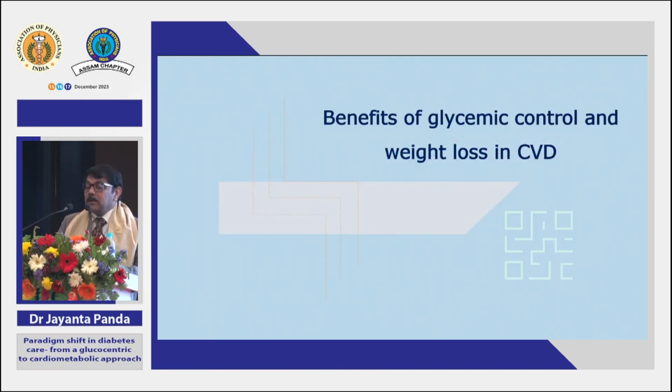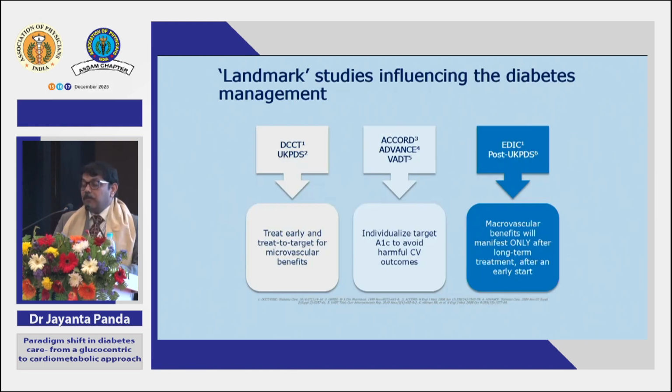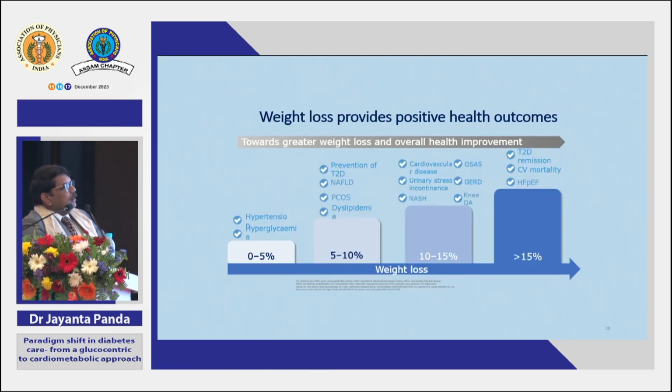So here the benefits of glycemic control and weight loss in CVD I'll touch upon. From all landmark trials, the DCCT, UKPDS: treat early and treat to target for microvascular benefits. ACCORD, ADVANCE, and VADT, the age-old trials we all have seen: individualize the target A1C, avoid harmful severe outcomes. ADDITION and post-UKPDS tell that the macrovascular benefit will manifest only after long-term treatment after an early start.